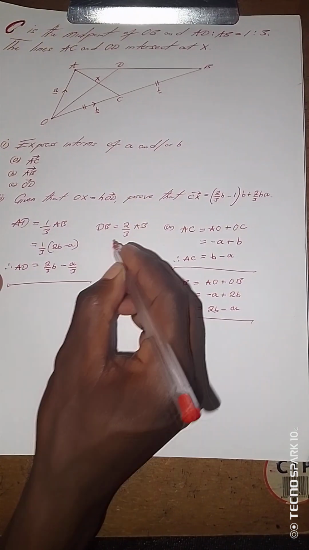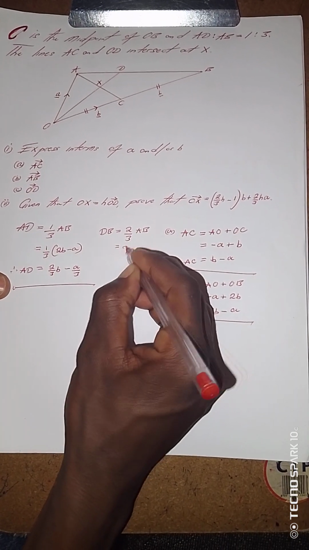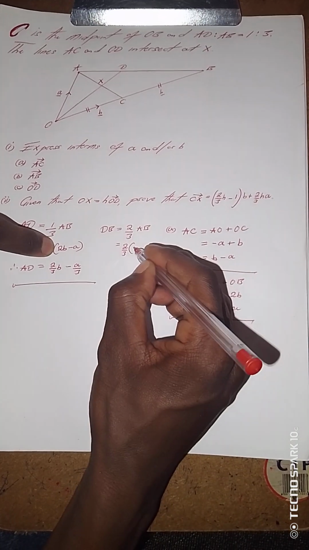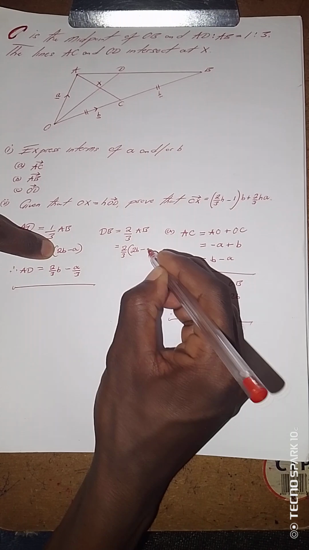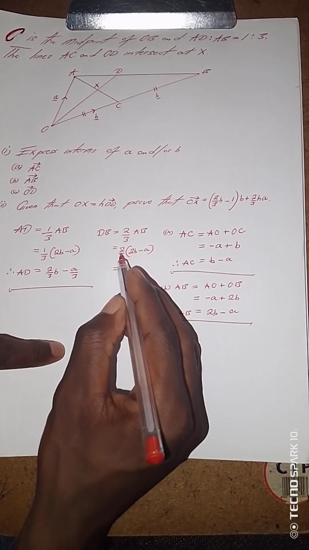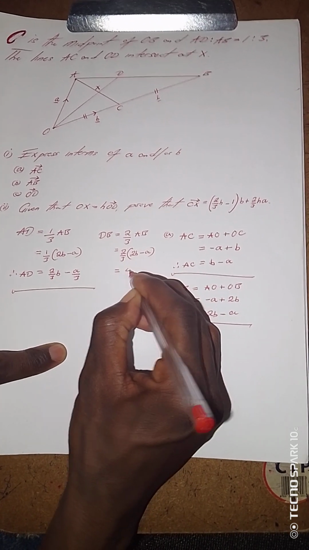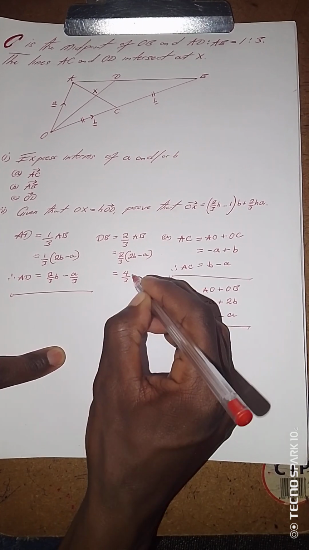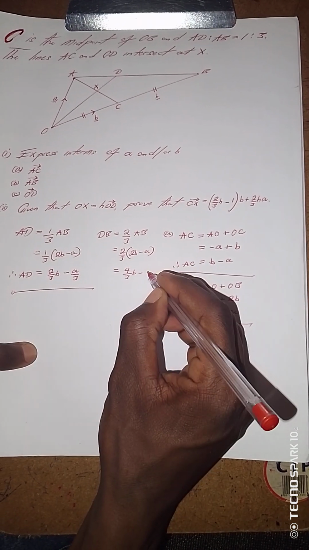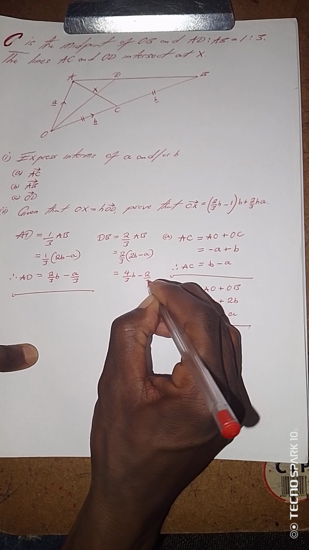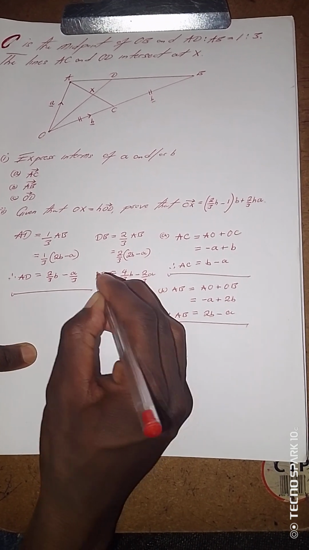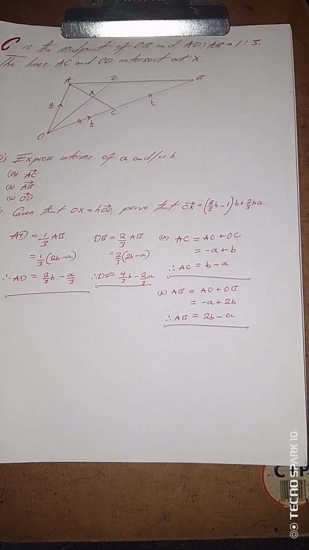Even this one, let's do the same. 2 over 3, open brackets, AB. The distance for AB is 2A minus A, this one. Now let's expand this. 2 times 2 is 4B over 3, minus 2 times A, which is 2 over 3A. So this is GB. I hope you are following.